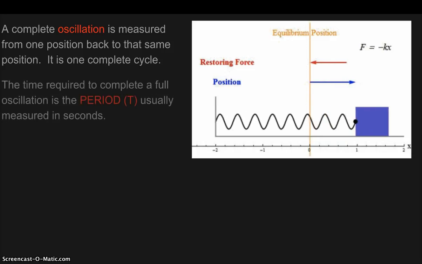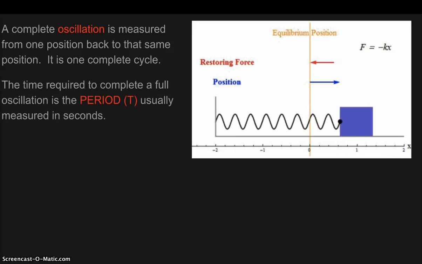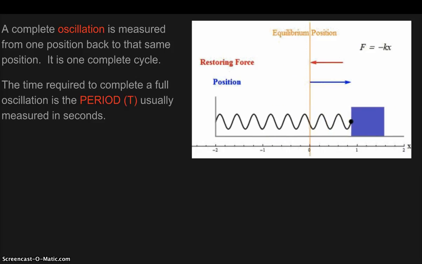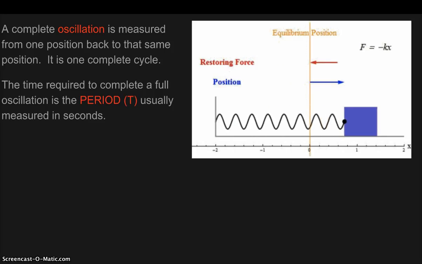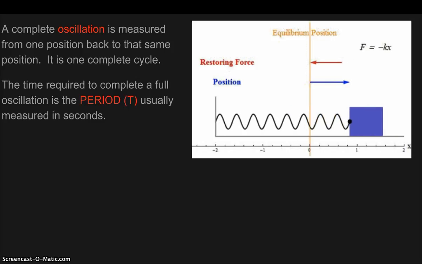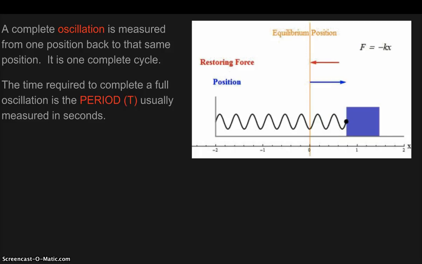The time that it takes to do this is what we refer to as the period. Period is abbreviated with a capital T instead of a lowercase t, which just means a time interval. So T, period, is a specific time interval, and it is the time it takes to complete one oscillation. We usually measure it in seconds, but it could be any time unit that we use.